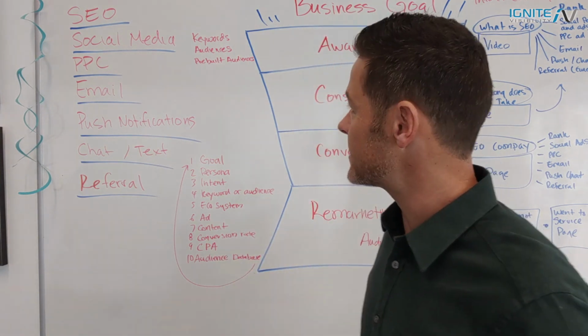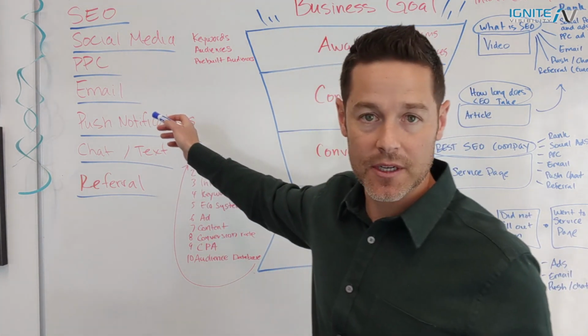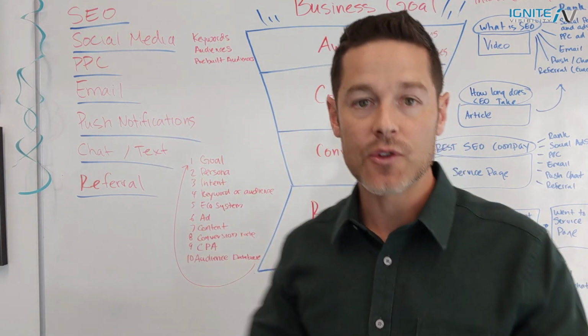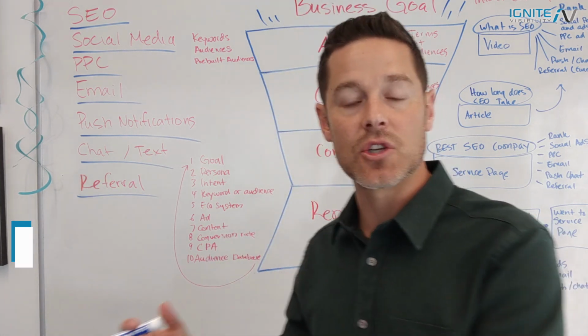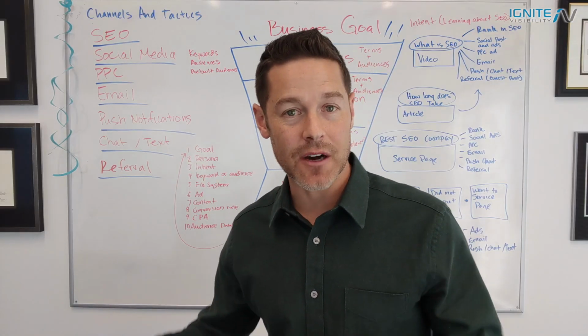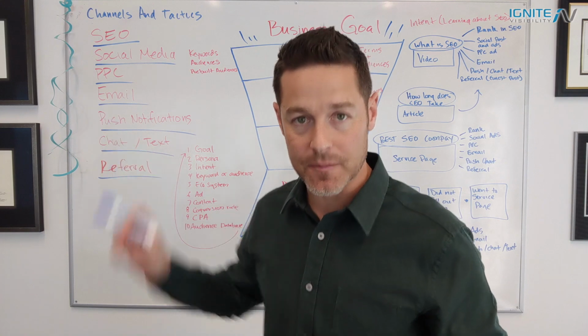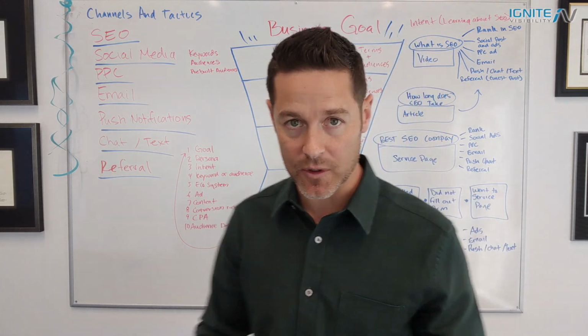So the first thing is you've got SEO, social media, PPC, email marketing, push notifications, chat, and referral, okay? Those are all the different channels that you can use to essentially drive traffic to a website. So when you're thinking about each of those different channels, you wanna think about it from top of funnel to bottom funnel. And before I get into that, I want you to understand the framework, okay?